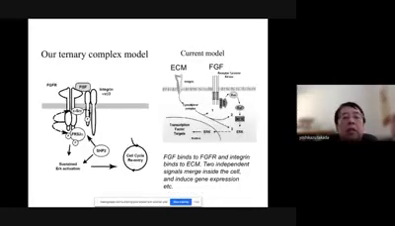This is not really clear, but what we proposed at that time, this is a very old slide, is that FGF binds to both the receptor and the integrin at the same time, making a complex. This is our idea, the ternary complex. The current model is like this, and it's very different, right? But this is a model we still think is correct.